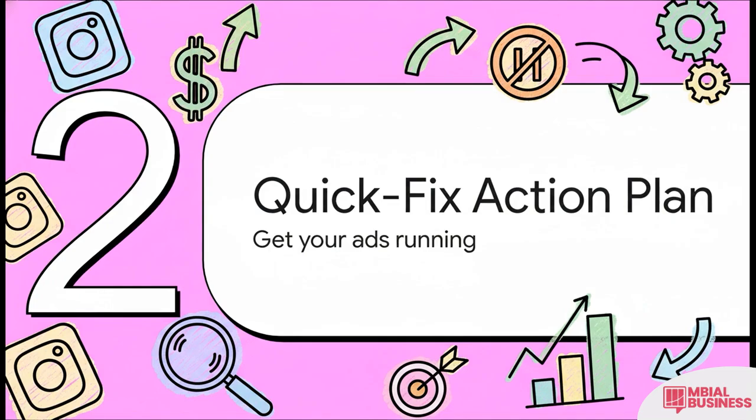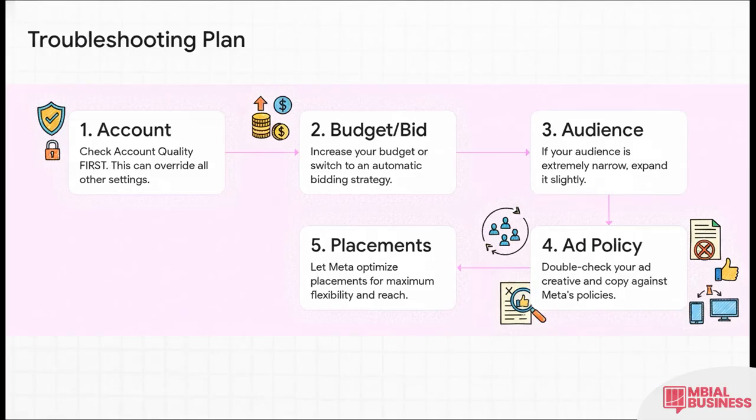Okay, so we've diagnosed all the possible culprits. Now let's put it all together into a simple step-by-step action plan to get you back up and running right away. Make sure you follow these steps in this exact order, okay? Step 1, and I absolutely cannot stress this enough, check your account quality page first. That is the one thing that can shut everything else down. If that's all clear, then move to step 2. Increase your budget or switch to automatic bidding. After that, cautiously broaden your audience. Then double-check your ad for any policy issues. And finally, make sure you're using Advantage Plus placements to give your ad the best chance to deliver.